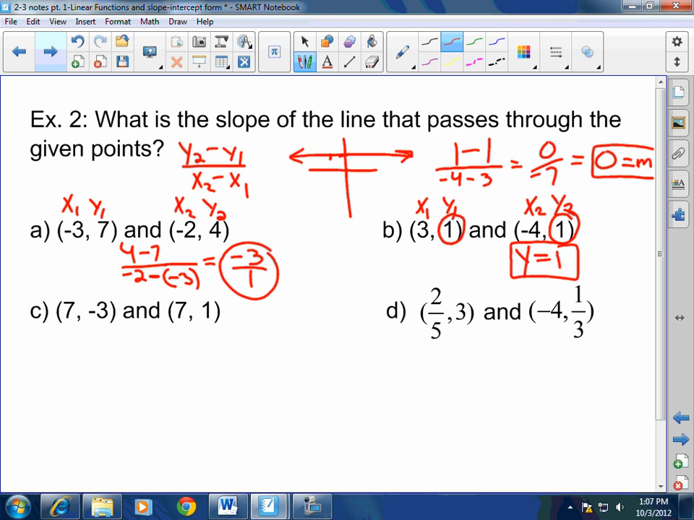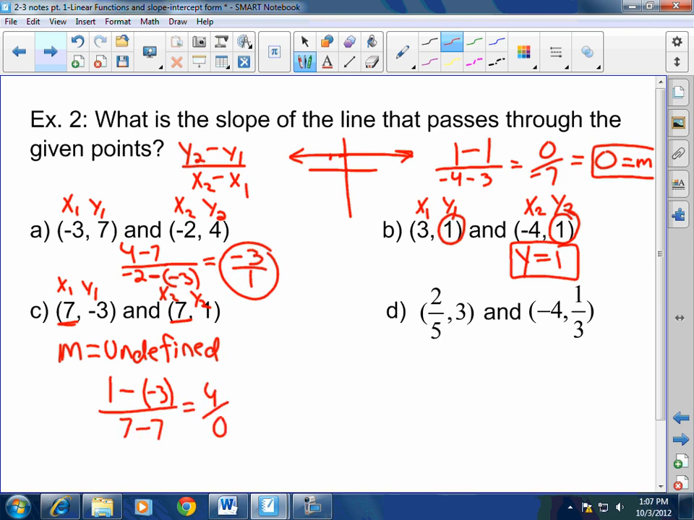Vice versa, when the x's are the same, what's going to happen is always, and I'll prove why, the slope will be undefined. Undefined. Why? That means 0 is going to be in the denominator. Well, x1, y1, x2, y2. y2 minus y1 over x2 minus x1. That's going to be 4 over 0. That cannot be. That is undefined.